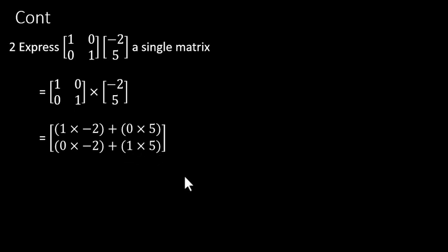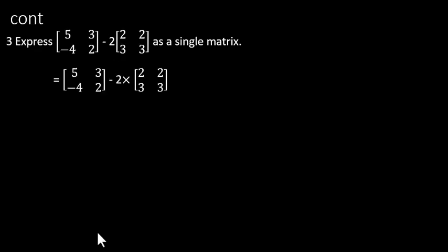When we work this out, we have negative 2 plus 0, then 0 plus 1 multiplied by 5, we get 5. So our final answer is negative 2 and 5. Then we move on to our next question.